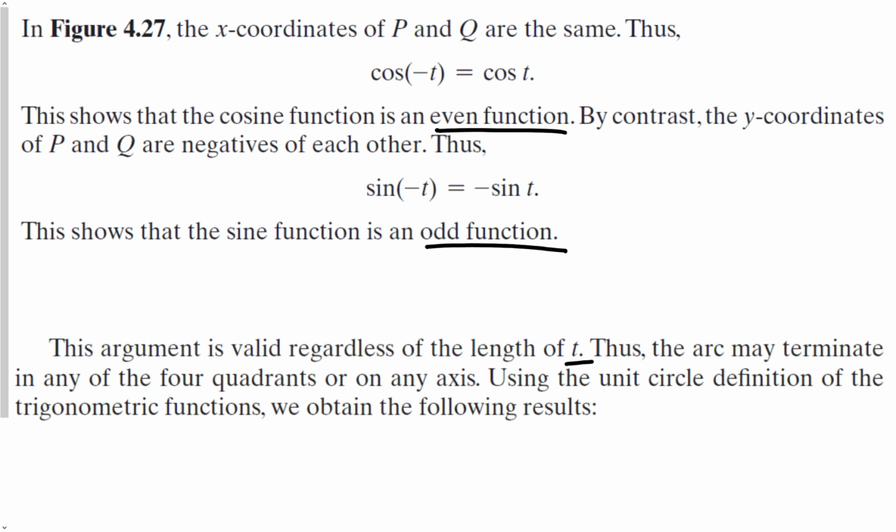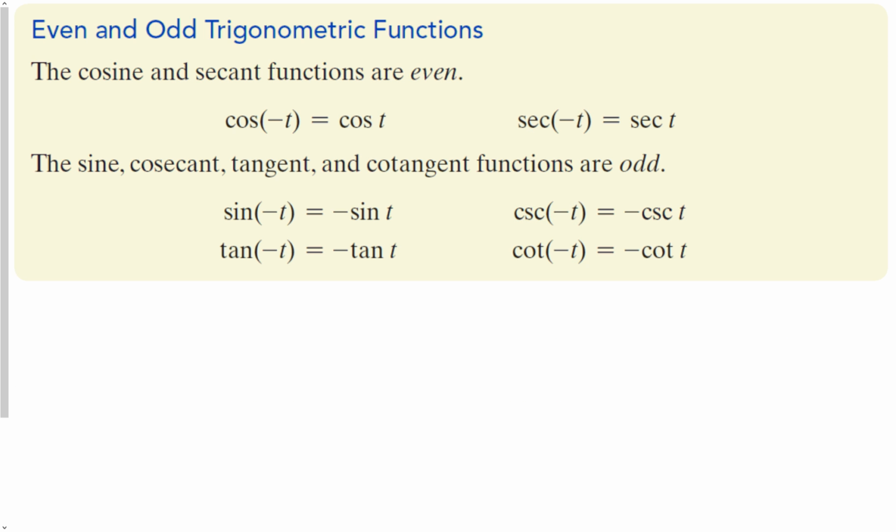And we can extend this definition to the other functions as well. So the cosine and its reciprocal function are the only two that are even. All the rest are odd. Sine and its reciprocal, tangent and its reciprocal. Okay?